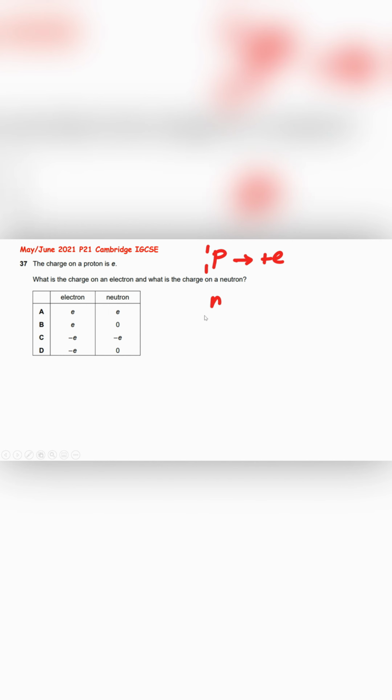For the neutron, which is N 0 1, zero atomic number and one mass number. So the atomic number is zero, it means it's neutral, which is zero.